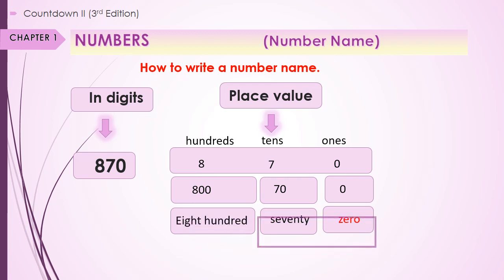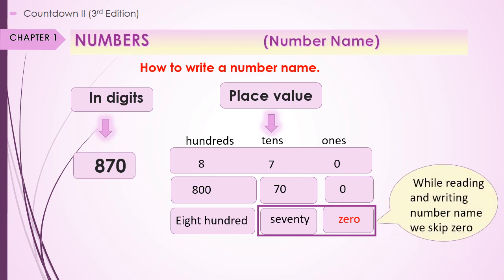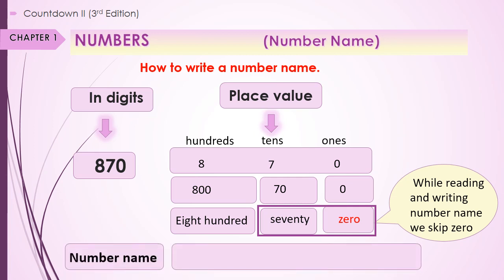Now combine the last two numbers. 70, 0. But while reading and writing the number name, we skip 0. यानी हम 0 नहीं लिखते और हम इन दोनों के दरमियान में and word यूज करते हैं. So what does the number name become? Eight hundred and seventy. Eight hundred and seventy.